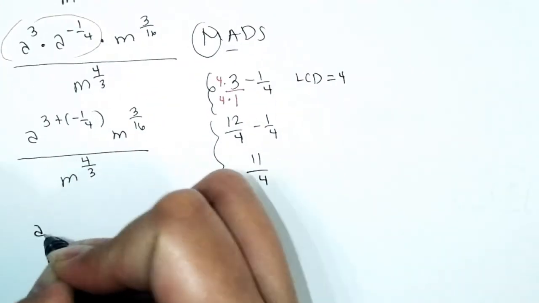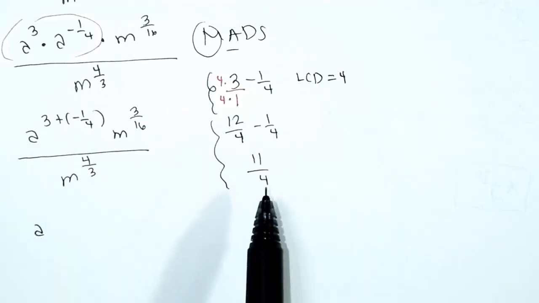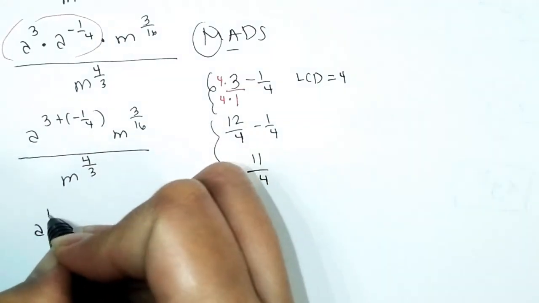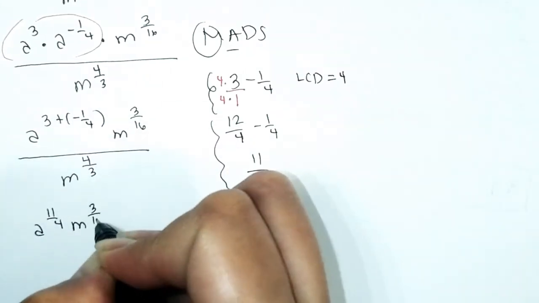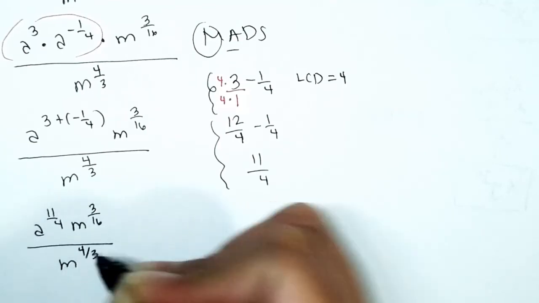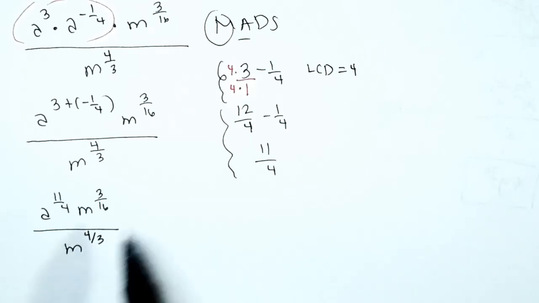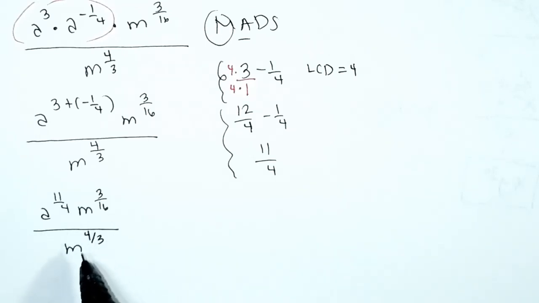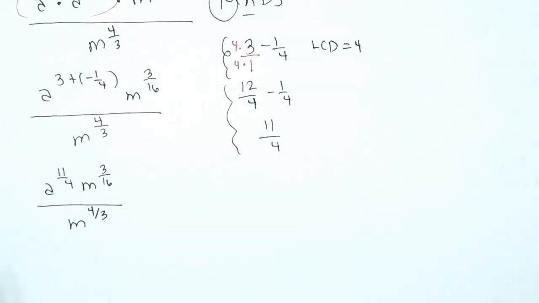So that will leave us with a raised to the 3 plus negative 1/4. Our work shows that that sum gives us 11/4 times m raised to the 3/16 all over m raised to the 4/3. I'm not a fan of writing the fractions by using the slash, but sometimes I don't have enough space, so I have no choice. Okay, so that is our answer. All the exponents are positive, so we're good.